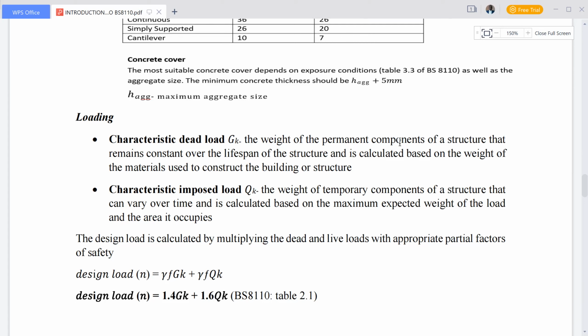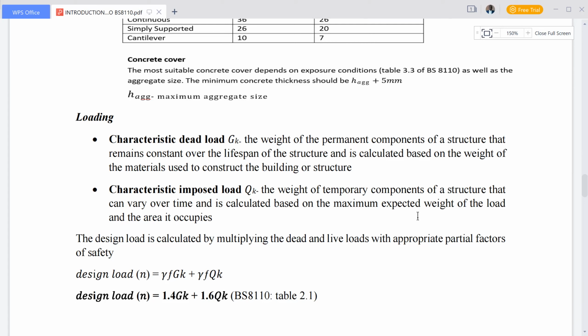Now, assuming that our slab is not the topmost, we have a floor on top of it, we might have some partition wall. So what we mean by dead load is that load that will remain constant and acting in the same direction for the entire life of the structure. That's why we call it dead. It doesn't change. Then we have imposed or live load.